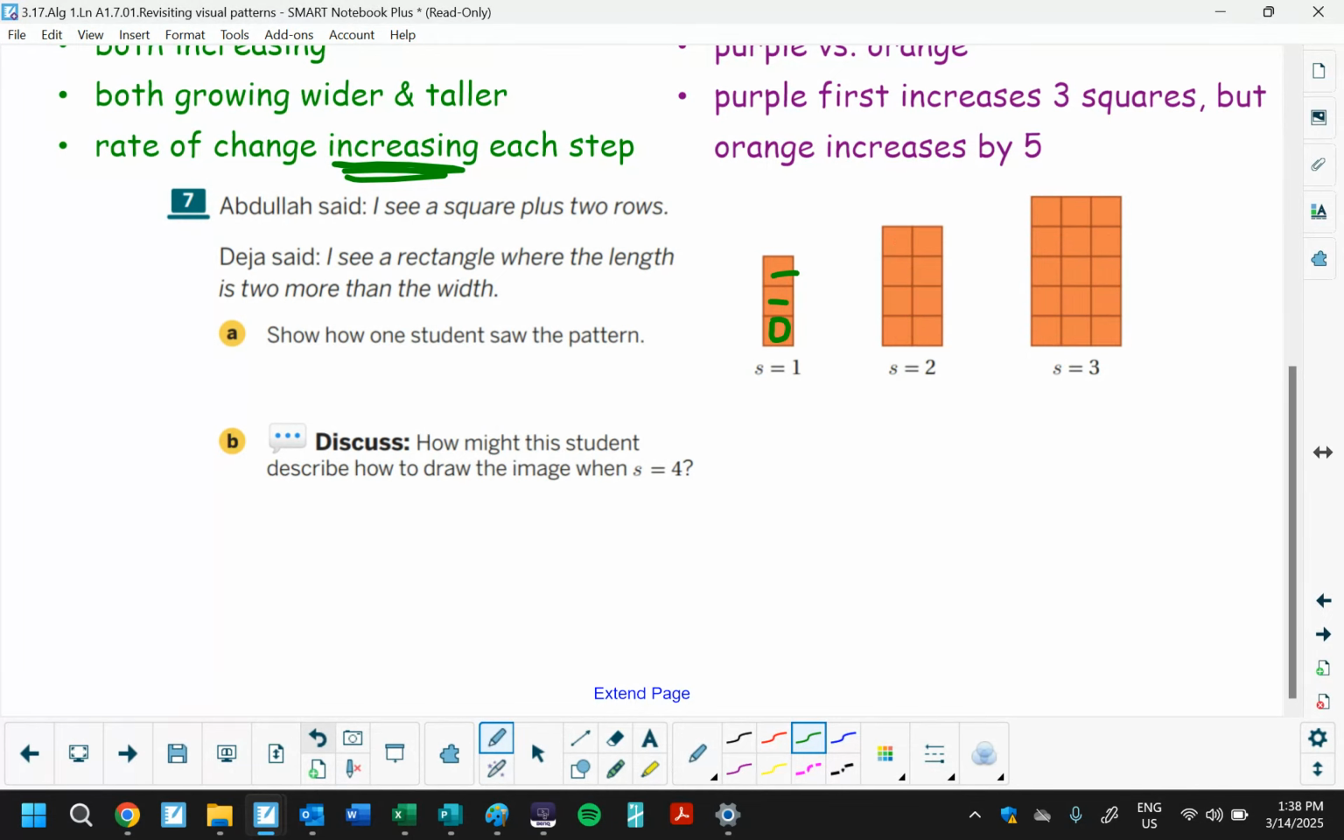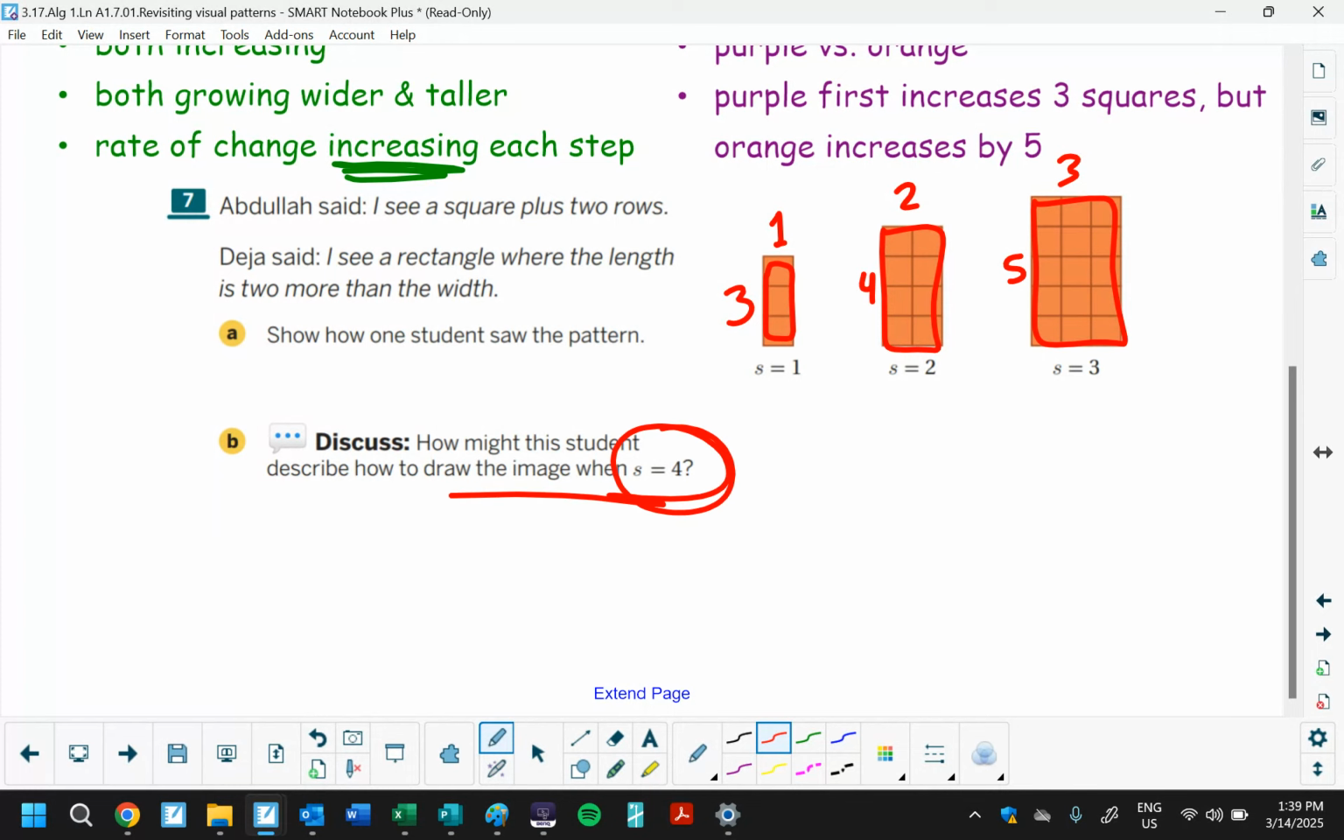If, however, you want to focus more on what Deja's saying, she sees a rectangle where the length is 2 more than the width. So if the width is 1, the rectangle is 2, the length is 2 more. Here the width is 2, the rectangle is 2 more. Here the width is 3, the length is 2 more than that. So you can see a little bit more. How can you use either of those to find the fourth? Think about that.